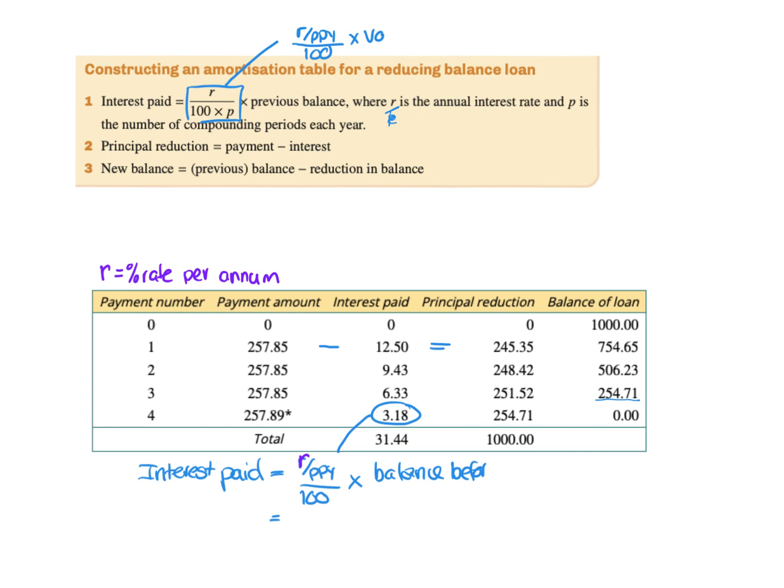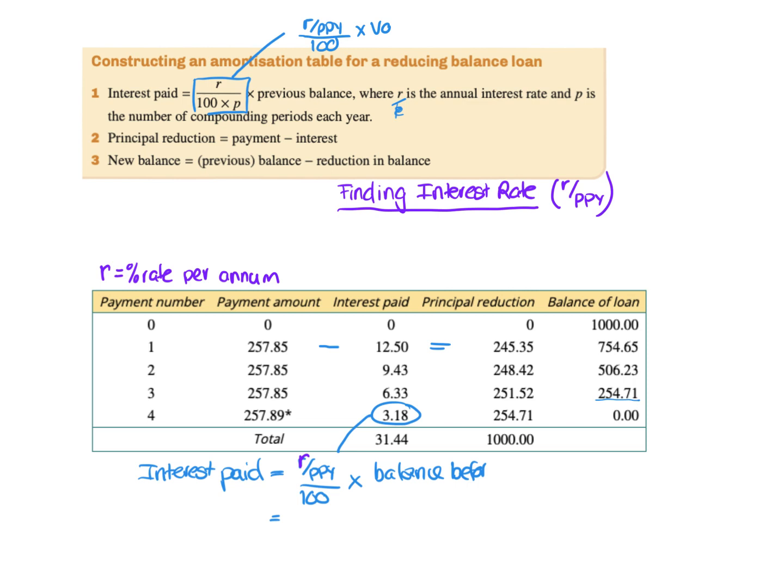But I can calculate the interest rate. So up here, because this is where I've got room, I'm going to write "finding interest rate". This is how we're going to find the interest rate if we haven't been given it. I mean the rate per annum divided by PPY, because I can't really see if it's monthly or weekly, since I can't see the jargon. So I'm just going to call it the rate R over PPY.